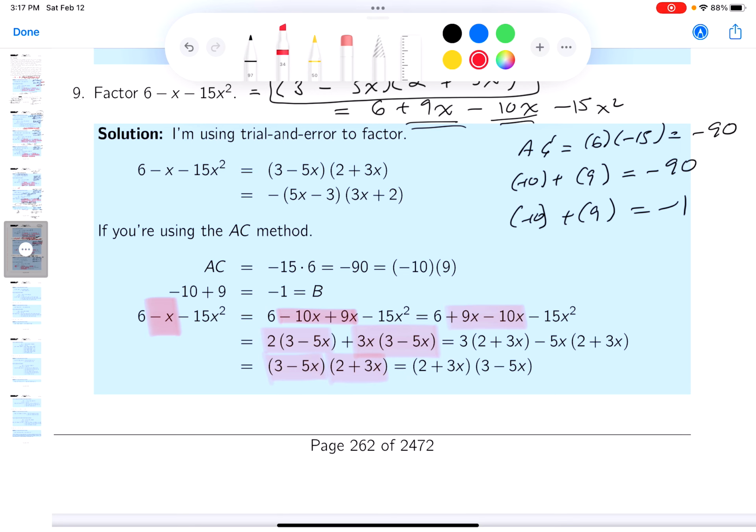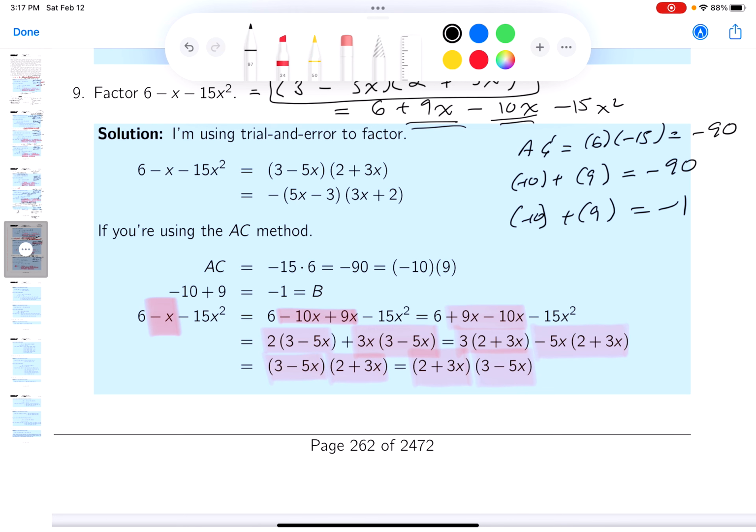Let's say you did the other one. Well, it's 6 plus 9x. Pull out a 3 on the first 2 terms. You get 3 times 2 plus 3x. On the last 2 terms, you pull out a minus 5x, and you get 2 plus 3x. What's common? 2 plus 3x. What remains? 3 minus 5x.